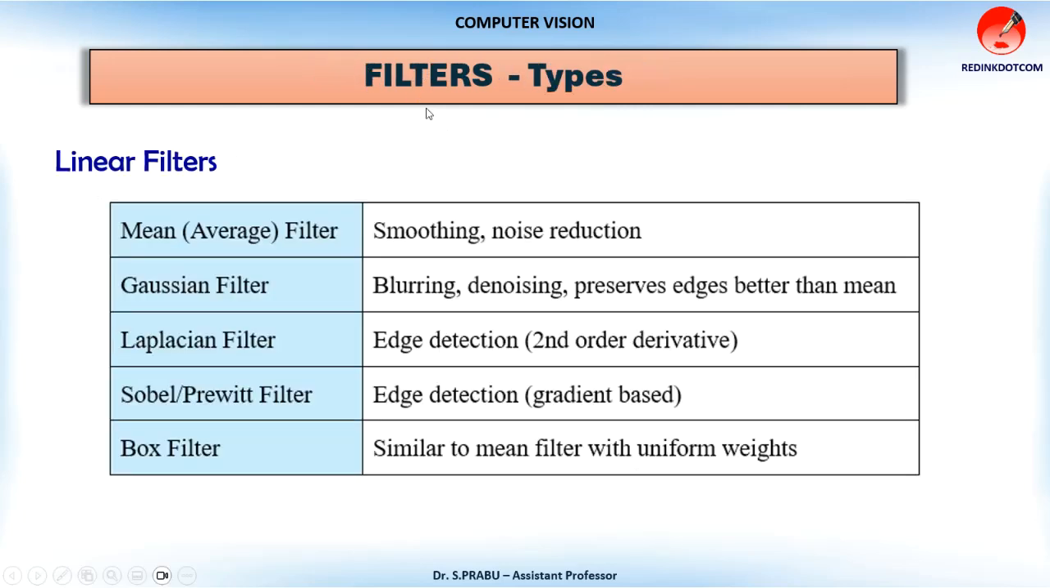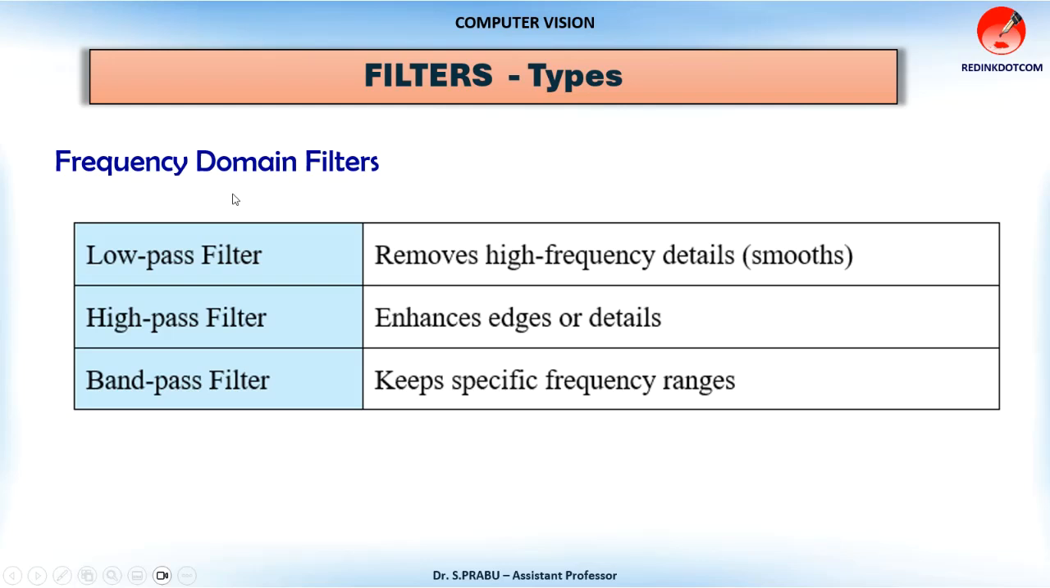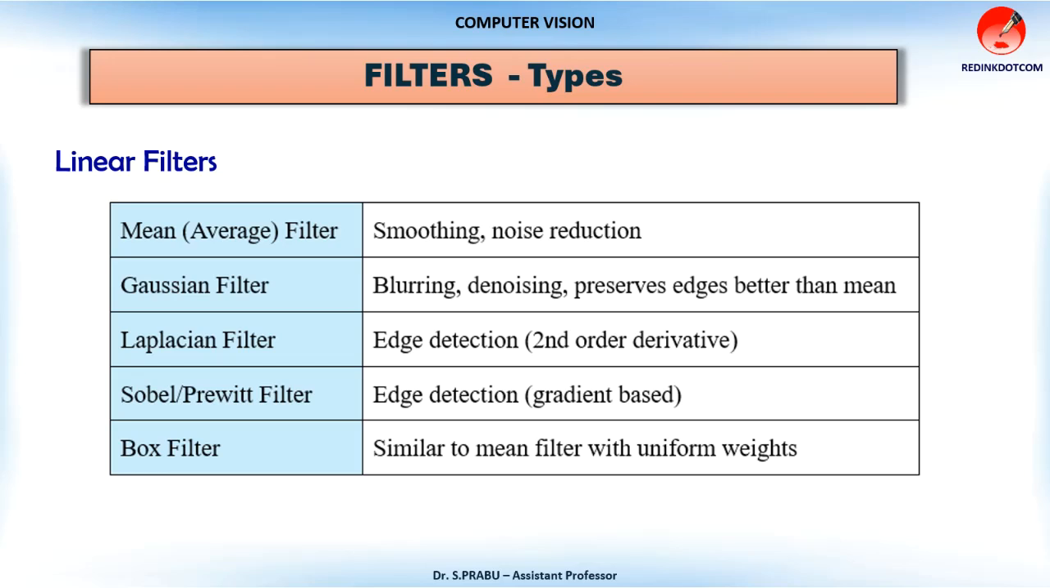Filters can be categorized in different ways. The first type is linear filters. These are all different types of linear filters. The second category is non-linear filters. The third category is frequency-related filters, called frequency domain filters. Apart from that, edge detection filters and adaptive filters are also there. In the upcoming slides, I am going to explain the mean filter and the Gaussian filter.